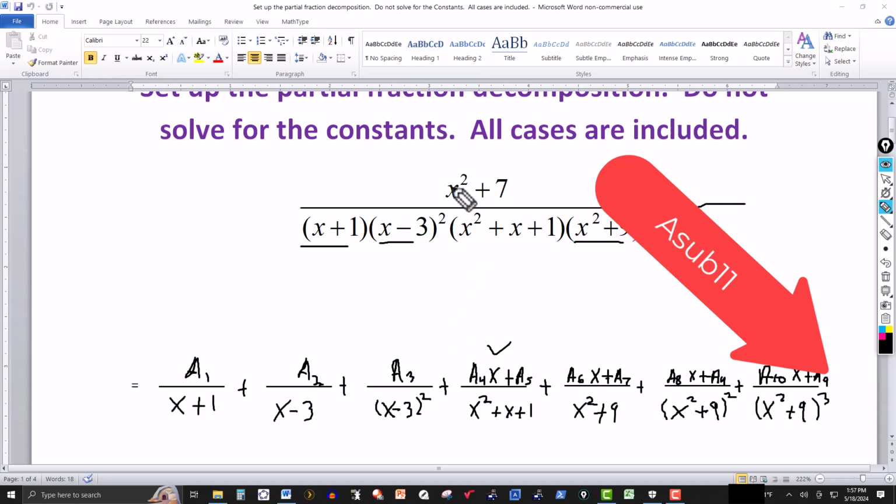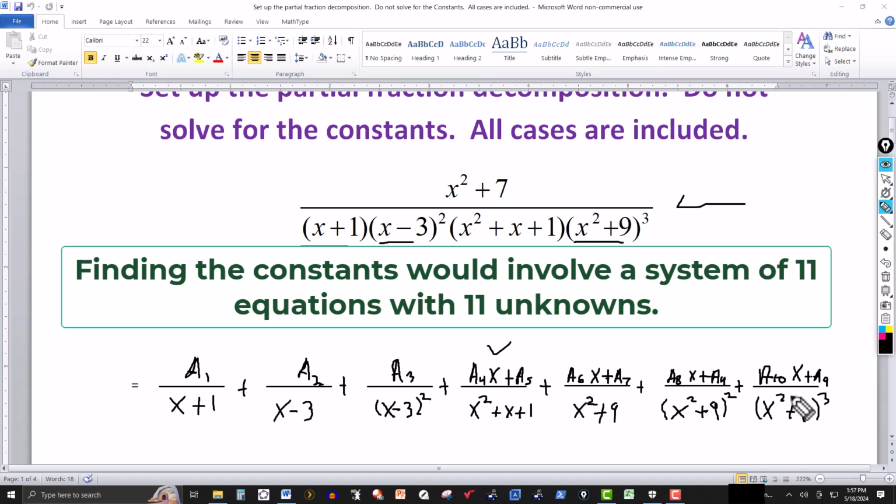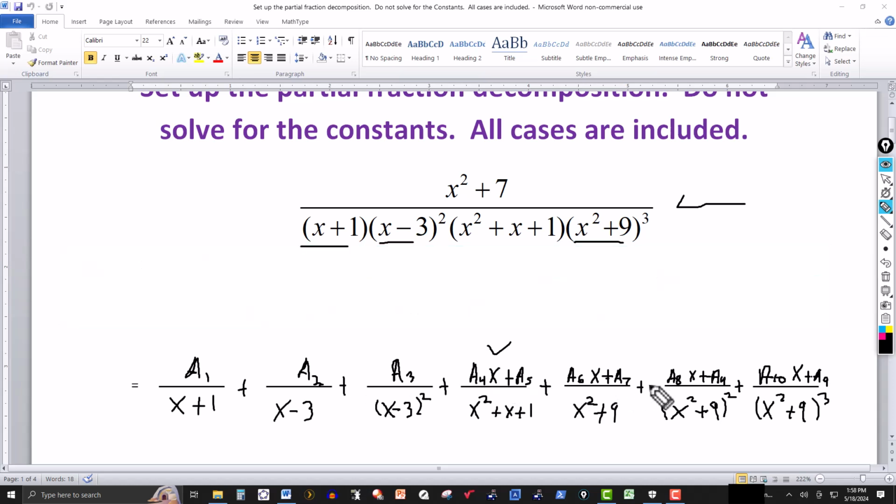And this is the reason that you were told not to solve for the constants, because we have 1, 2, 3, all the way up to 11 constants. So if you were to solve this using one of the methods for solving a type of problem like this, you'd have a system of equations with variables, or in this case the constants, a1, a2, 3, 4, 5, a6, a7, a sub 8, a sub 9, a sub 10, and a11. That would be very tedious to find the constants. Keep in mind though, as you solve these, it's possible that some of these would be zeros.